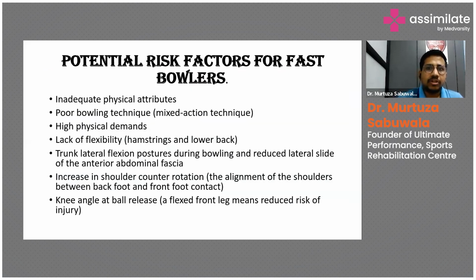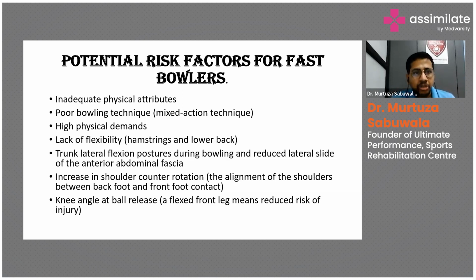So what are the potential risk factors for fast bowlers to get injured? Let me tell you, fast bowlers are the ones who are most frequently injured in the field of cricket. So we'll get into the detail of how it happens. Inadequate physical attributes, that is lack of physical conditioning, leads to injury. Poor bowling technique, maybe the technique is not good and the balance of the body is not maintained. That is, some undue stress comes on the soft tissue, leading to injury.